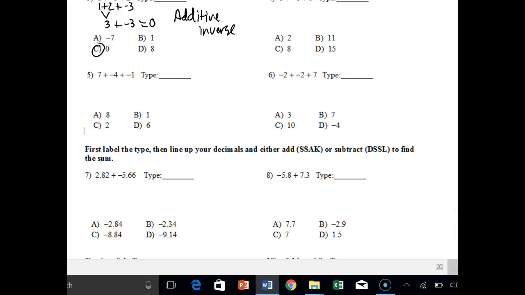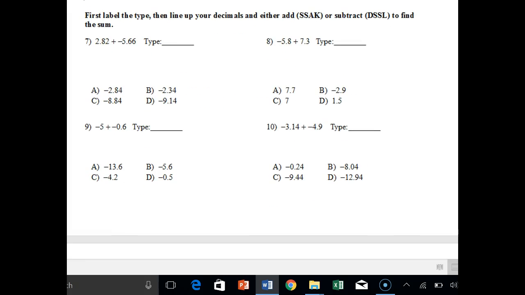All right, let's move on down to number 5. We have 7 plus -4 plus -1. So this is kind of already in order for us. We can use SSAK here to say that that's -5. Drop down the 7 plus. So now I have 7 plus -5, and that's different signs, subtract more. So obviously, 7 minus 5 is 2. I have more positives, so that's positive 2.